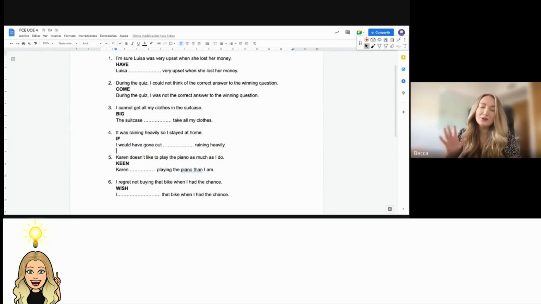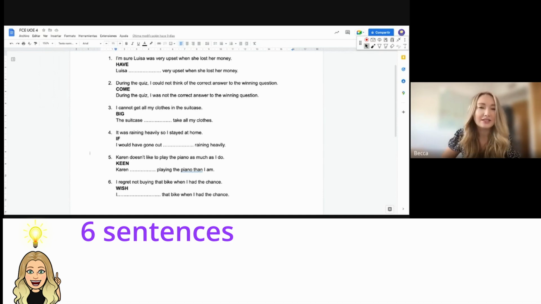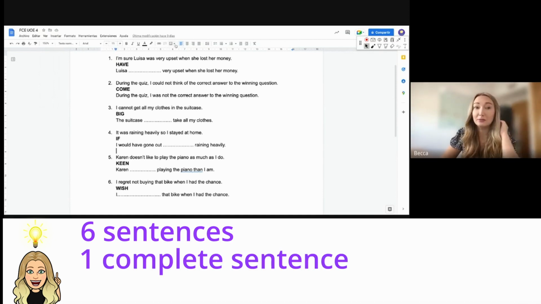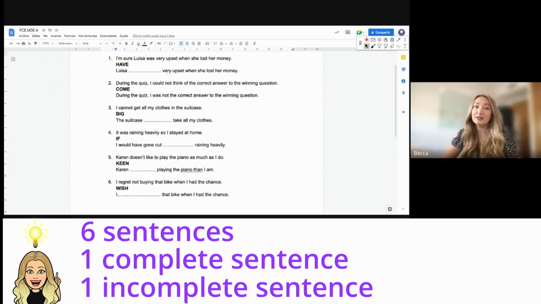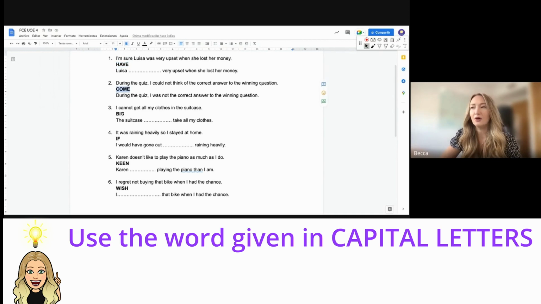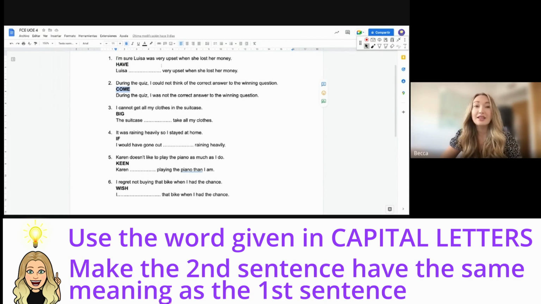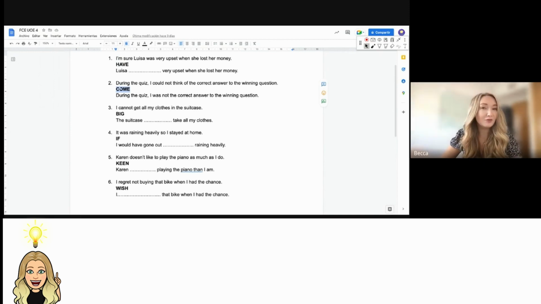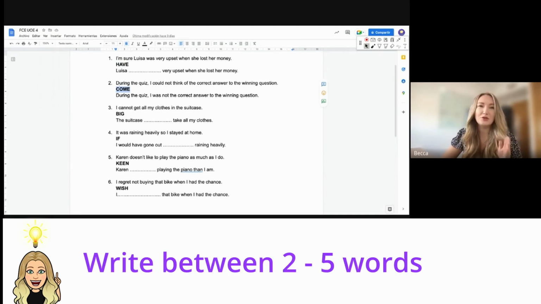So if you are unfamiliar with Use of English Part 4, this is what it looks like. We have 6 sentences. The first sentence is complete. The second sentence is incomplete. And as you can see in each sentence, they've given us a word in capital letters in bold. Our task here is to make the second sentence have the same meaning as the first sentence by using the word that they give us, and we have to use between 2 and 5 words.